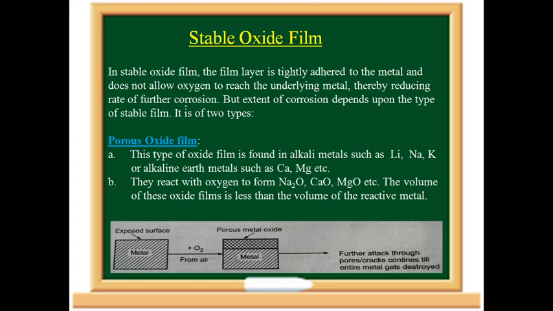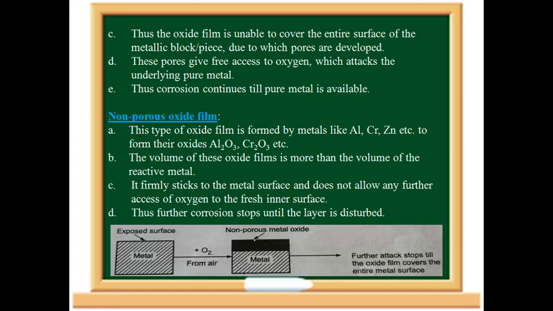As you can see in the diagram, when the metal surface is exposed to atmospheric oxygen, porous metal oxide is formed. So what happens when pores are developed? Further access to oxygen takes place very easily with the help of these pores. So the underlying pure metal keeps on getting corroded. Oxygen gets free access, diffuses further inside and reacts with the metal, and this process continues until pure metal is available.